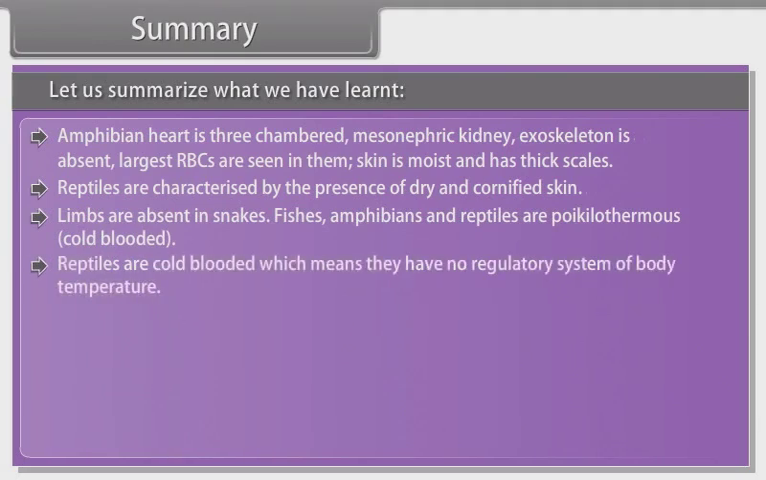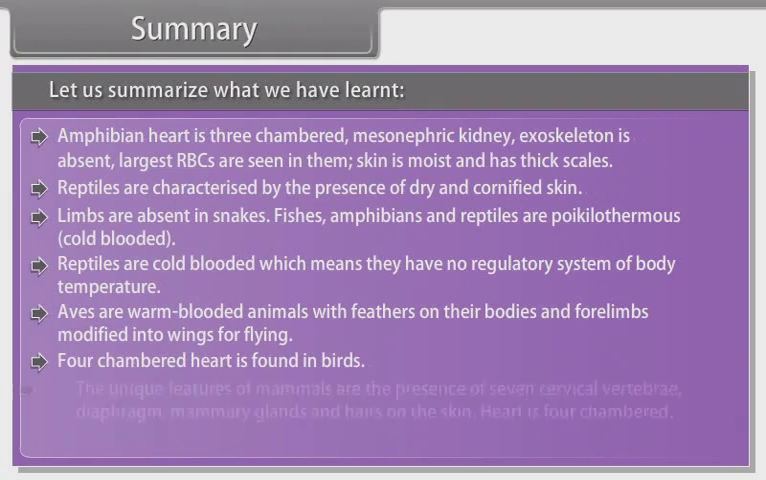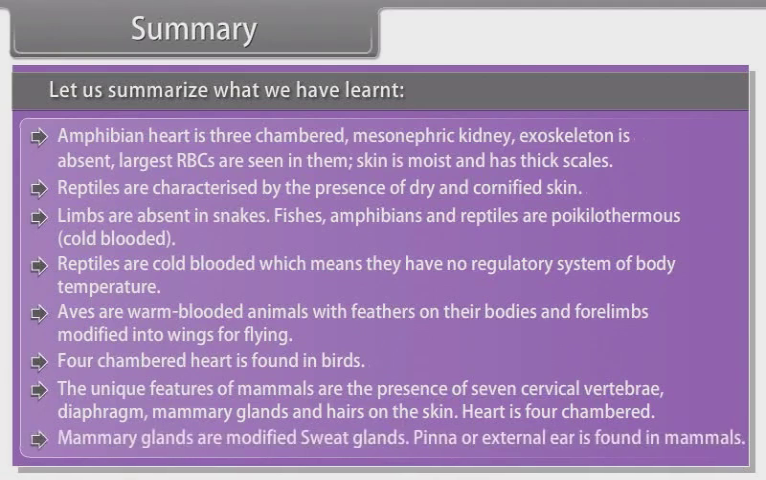Reptiles are cold-blooded, which means they have no regulatory system of body temperature. Aves are warm-blooded animals with feathers on their bodies and forelimbs modified into wings for flying. Four-chambered heart is found in birds. The unique features of mammals are the presence of 7 cervical vertebrae, diaphragm, mammary glands, and hairs on the skin. Heart is 4-chambered. Mammary glands are modified sweat glands. Pinna or external ear is found in mammals.